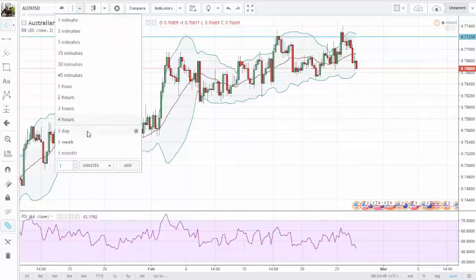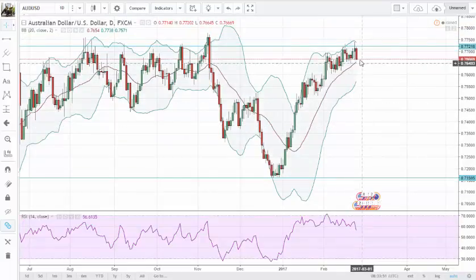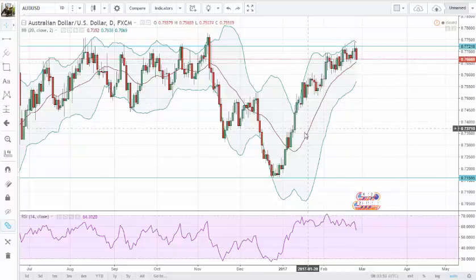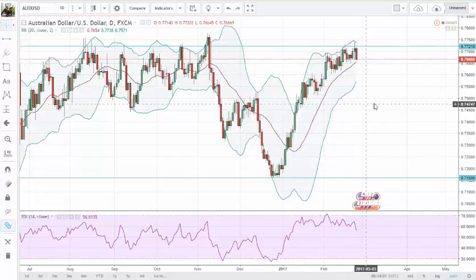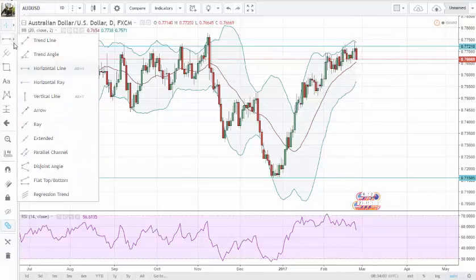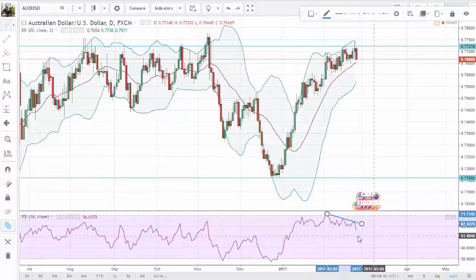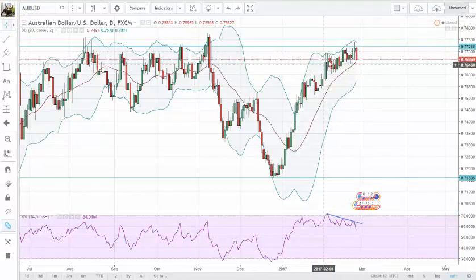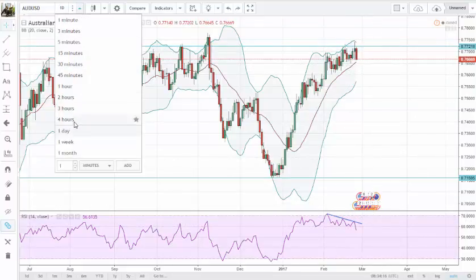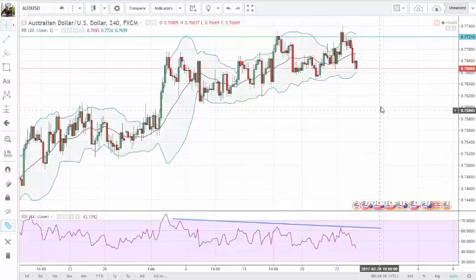Wait a minute, let's go back to the daily for 1 second. The moving average is still holding, so we're still in an up move, but it probably will get tested next week. On the daily, that's important to notice, we are already seeing some divergence on the RSI. We are seeing higher highs here, but we're seeing lower lows on the RSI. Now let's zoom into the 4 hour, sorry.